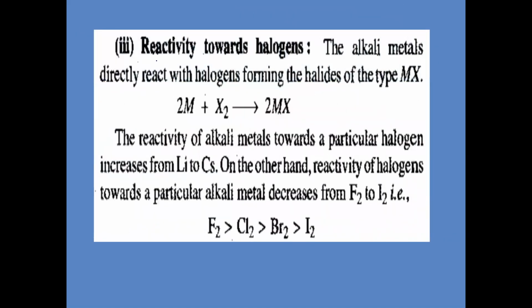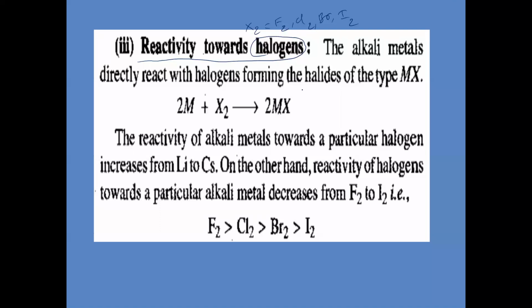Next, reactivity towards halogens. Halogens means what? Fluorine, chlorine, bromine, iodine. And astatine we don't take. Astatine is unstable, meaning radioactive in nature. So fluorine, chlorine, bromine, iodine we take. X means halogen. So the reaction of these alkali metals towards halogens.